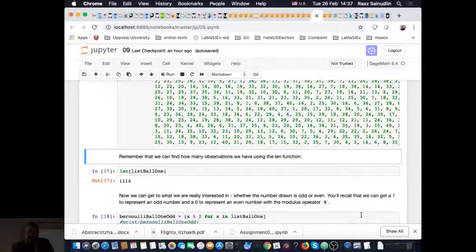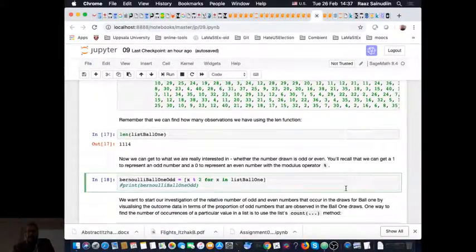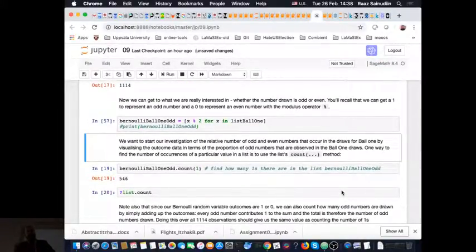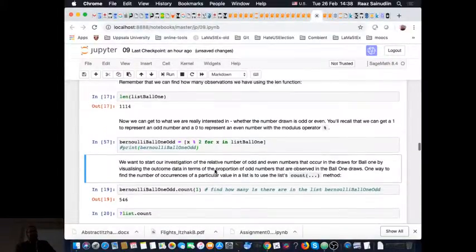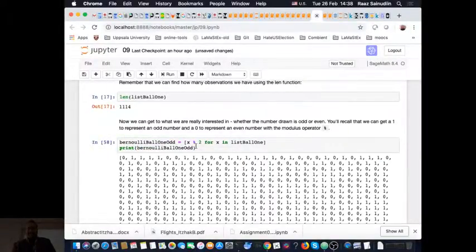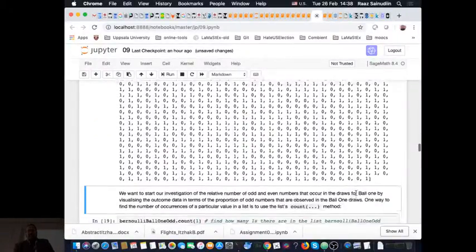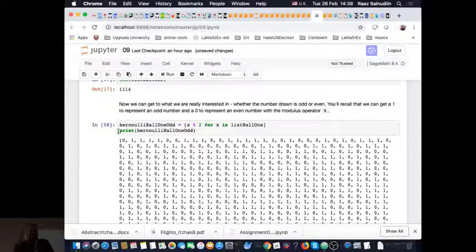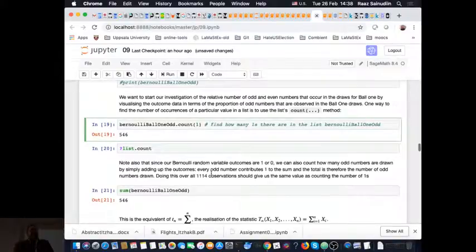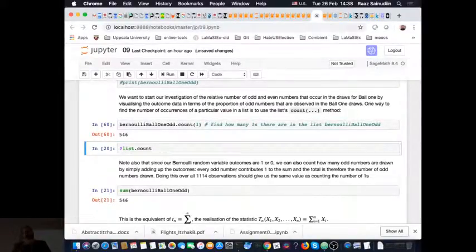But let's get into real data very quickly. Now all I'm going to do is ask whether the first ball that came out of New Zealand Lotto is odd or even. So I just do a list comprehension with mod 2. The remainder is 0 or 1. If it's 1, it's odd. So then I have my odd balls. Here are my odd balls. That's a lot. So there's 546 ones.